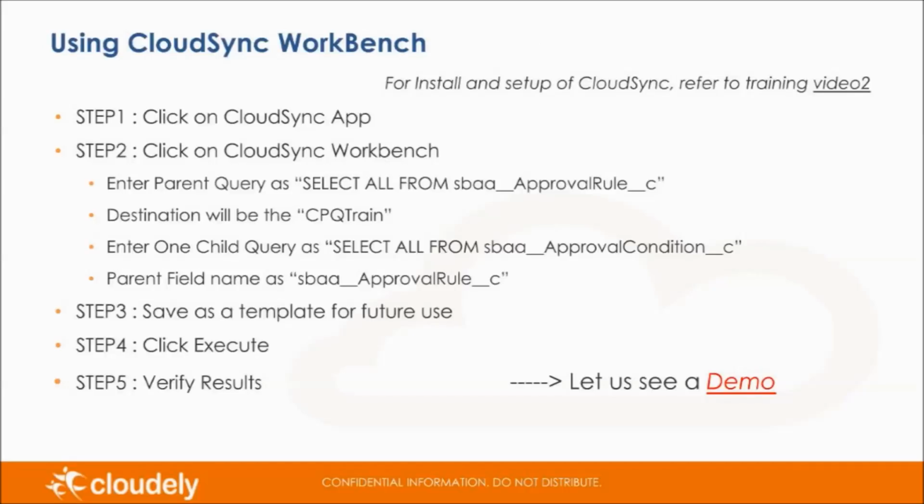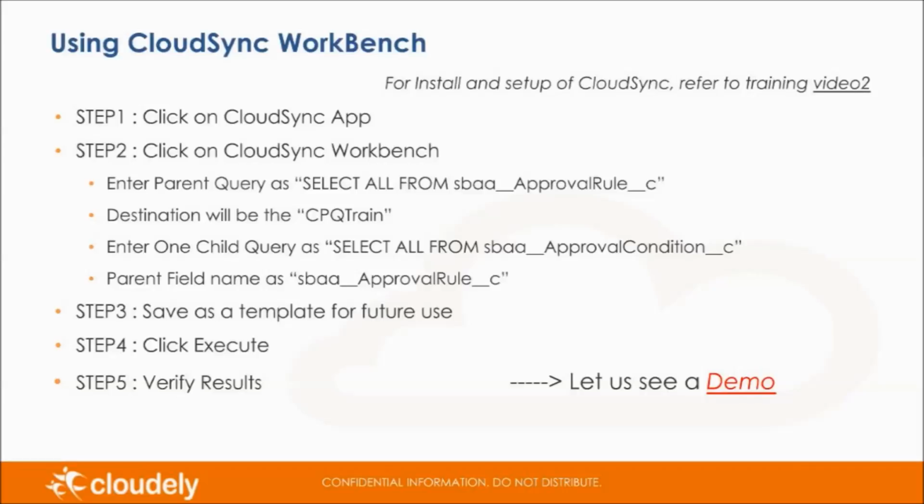So let us see how it can be done using the CloudSync application. For installation and setup of CloudSync, refer to training video number 2. Once the CloudSync application has been installed, click on the CloudSync app and click on CloudSync Workbench. Enter the parent query as select all from SBAA_approval_rule_C, and the destination will be CPQ train.